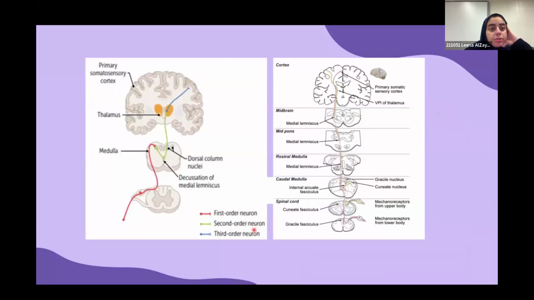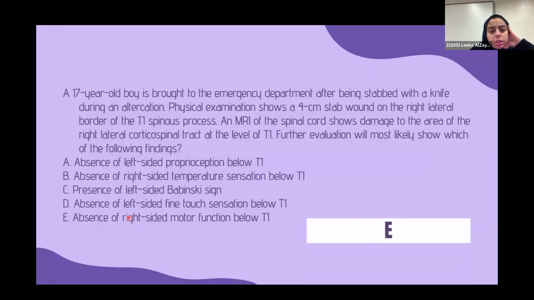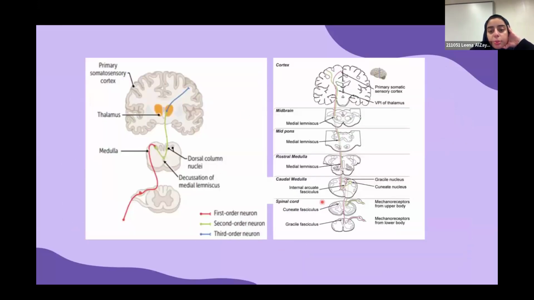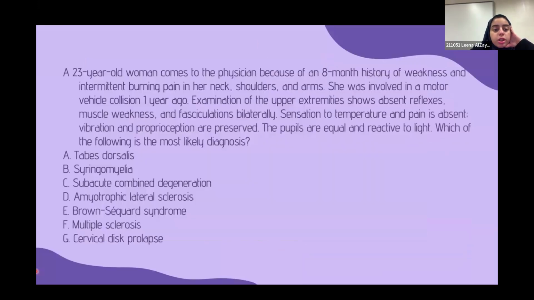And this is a reminder of what the function of the corticospinal tract is. So over here, we have the corticospinal, sorry, I actually accidentally put the dorsal column here, so we're going to ignore this.